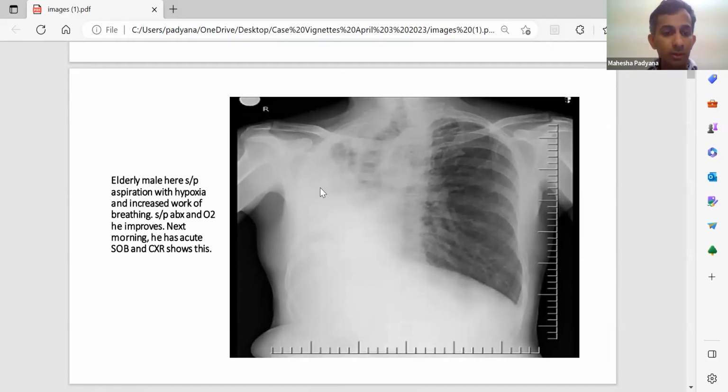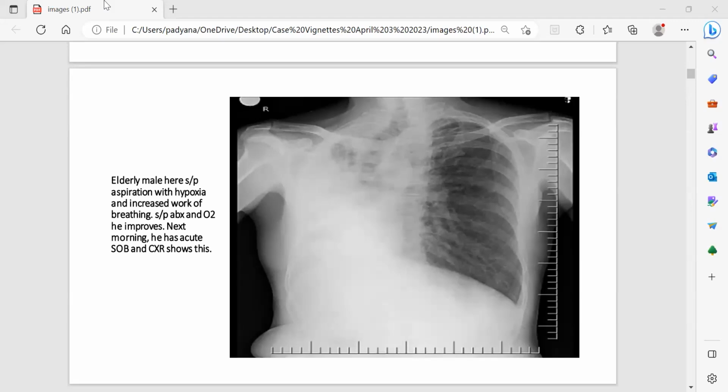So, elderly male following aspiration with hypoxia and increased work of breathing. Antibiotics, oxygen therapy. Post that he improves. Next morning he has acute shortness of breath and the chest X-ray shows this. What has happened? The right hemithorax is opaque, almost like a whole hemithorax, homogeneous, a lot more homogeneous than the previous image.